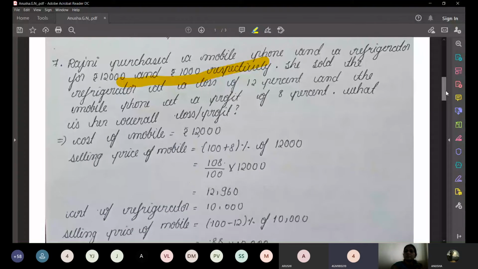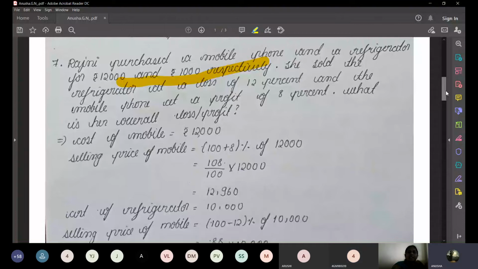It is given that the cost of the mobile is 12,000 and the selling price is 100 plus 8%. That means 8% is profit, so we have to add 100 plus 8. Okay, that is correct, you understood. For the second product, one more product is there, no? For that she is performing a subtraction operation. So why is it 100 minus 12? Because loss is there, ma'am.